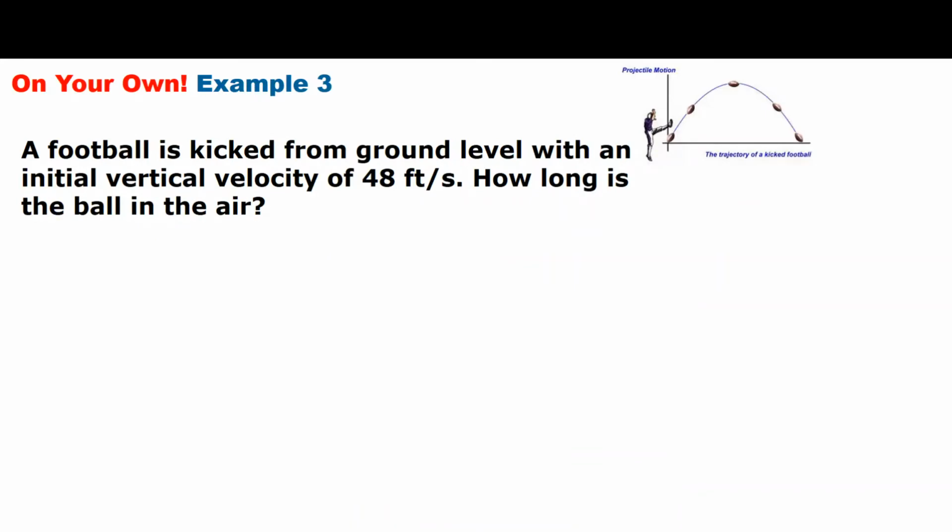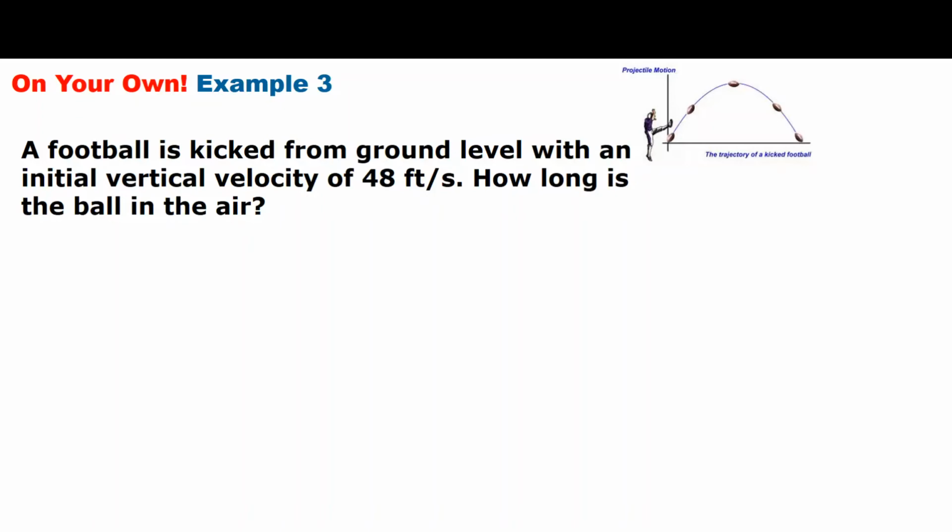So here's another example that you could try on your own. It says a football is kicked from the ground with an initial velocity of 48 feet per second. How long is the ball in the air? So go ahead and turn your video off for just a second and give it a try.